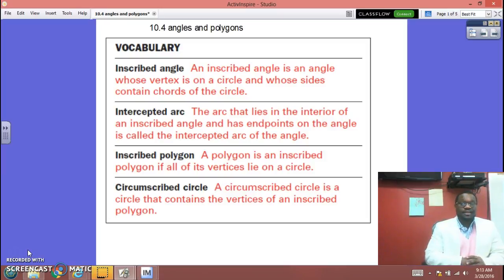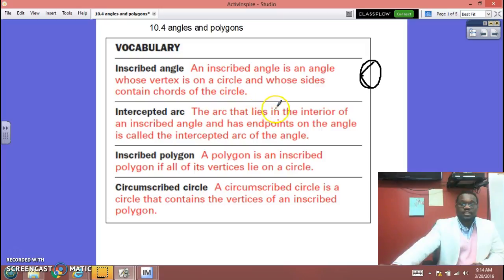Inscribed angle. An inscribed angle is an angle whose vertex is on the circle and whose sides contain the chords of a circle. So the vertex is on the circle. That means you've got a circle here, and the vertex is on the circle. The vertex is where the angle changes. So the vertex is on the circle, and notice the sides are chords. All right.